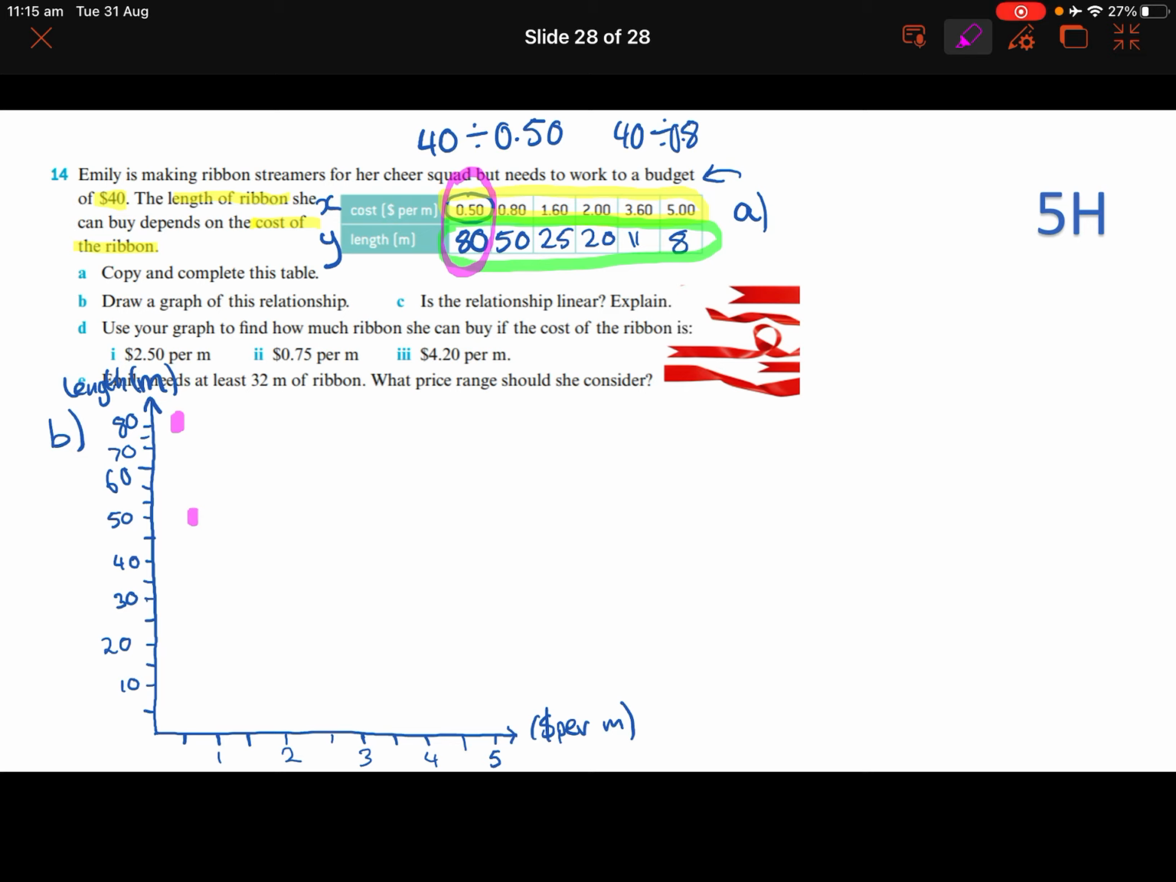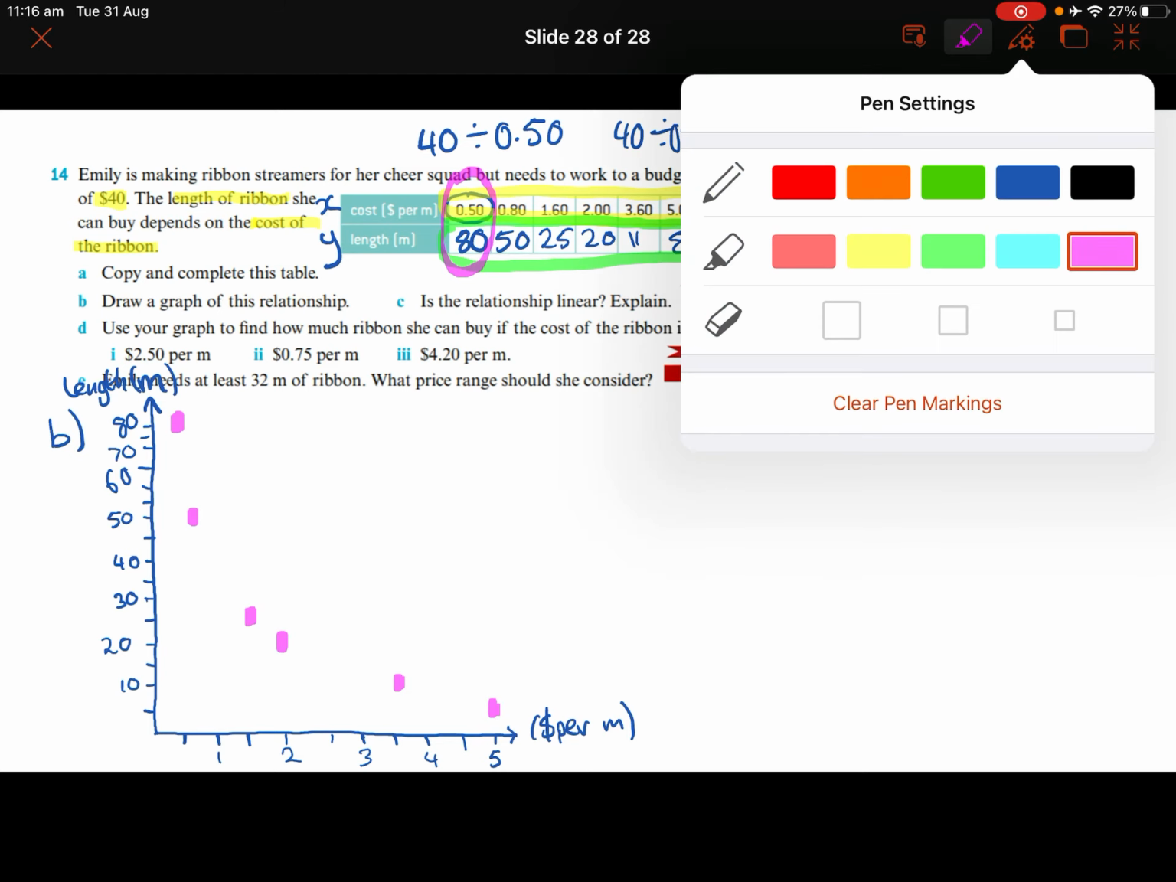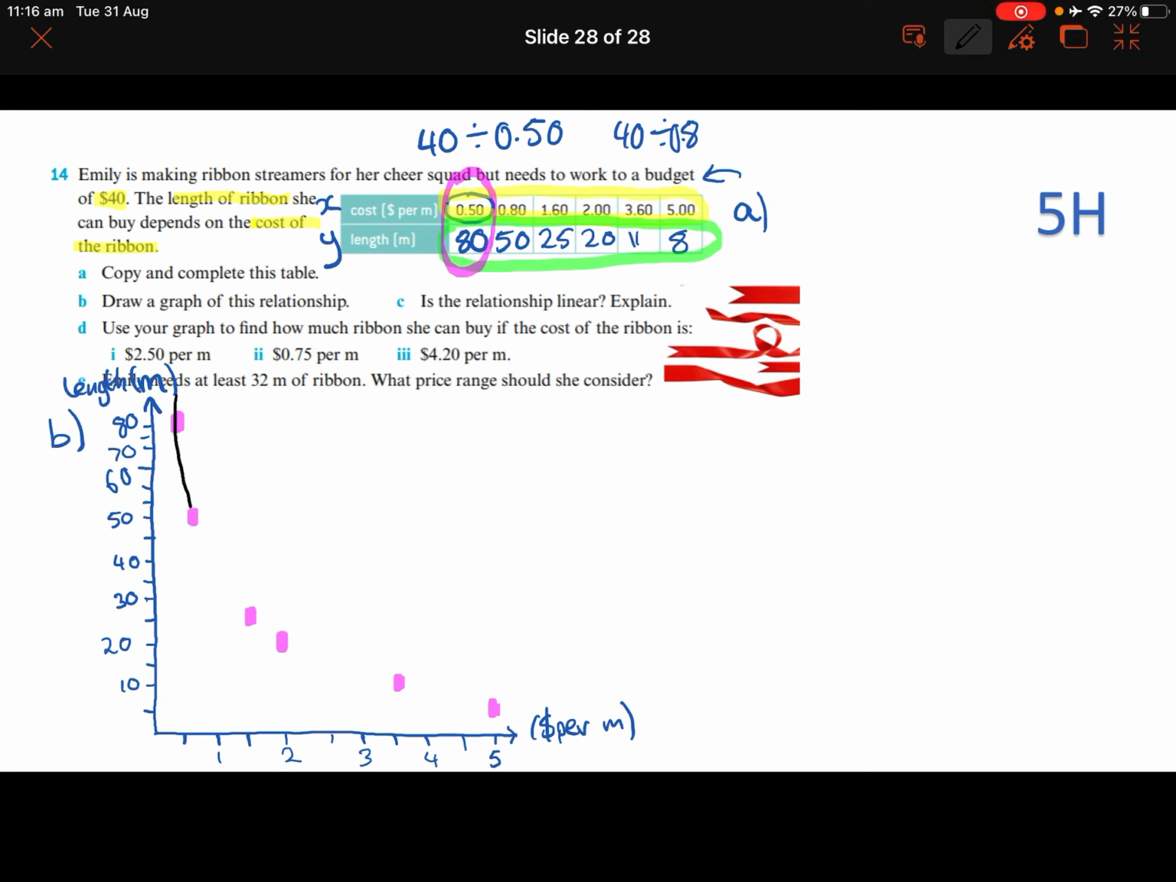$1.60, so 1.5 and a little bit more is 25. At $2.20, I'm going to go here. $3.60, so 3.5 with a little bit more is at 11, so just above the 10. And at 5, we've got 8. So about here. All right, so there are all our points. Let's put a line all the way through them. There we go. So that's B.